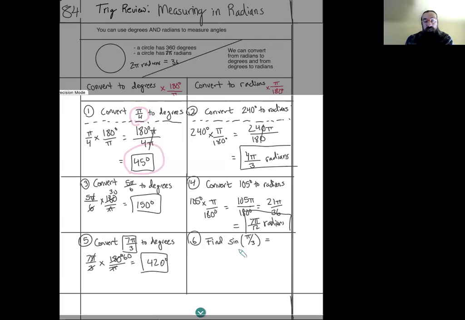Over here, it says find sine of pi over 3. And soon you'll be able to think in radians just like you think in degrees already. But for now, let's just go ahead and convert that. So pi over 3 into degrees, 180 over pi. Pi's cancel out, and it just becomes 60 degrees. In other words, this is the same thing as saying, what is sine of 60 degrees?